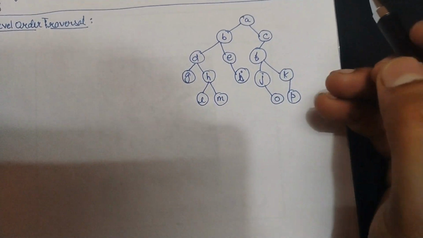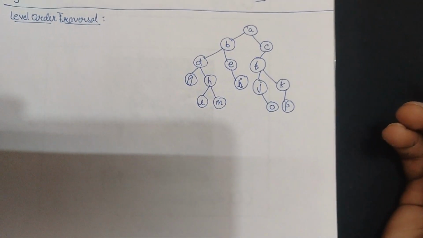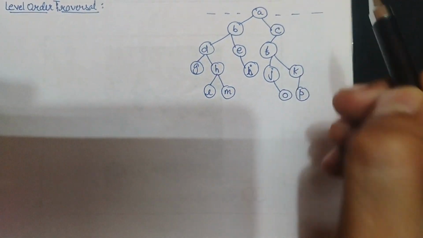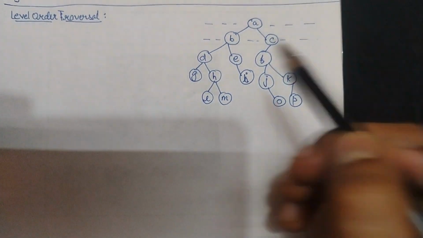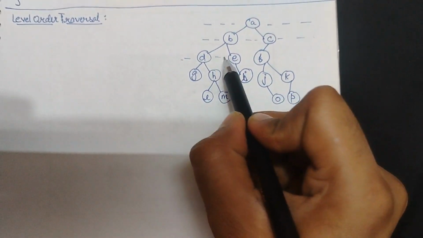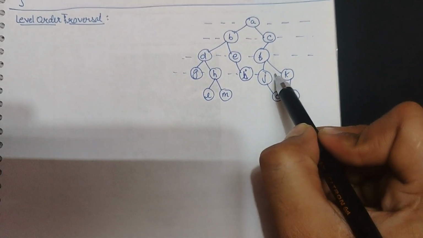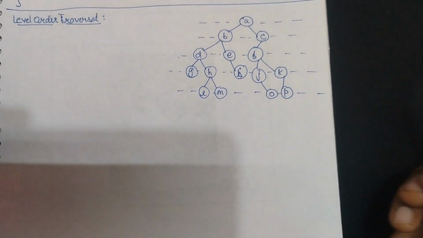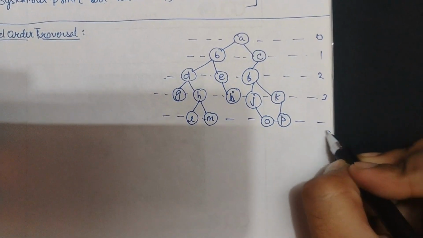So before starting, let me first segregate all the nodes level wise. So this is level 0, then level 1, level 2, level 3 and level 4. This tree has maximum level 4: 0, 1, 2, 3 and 4.